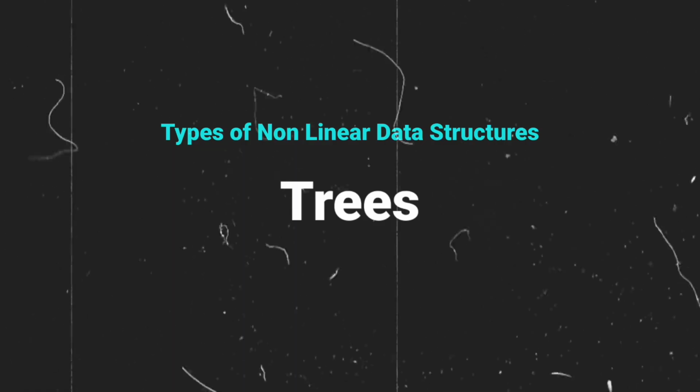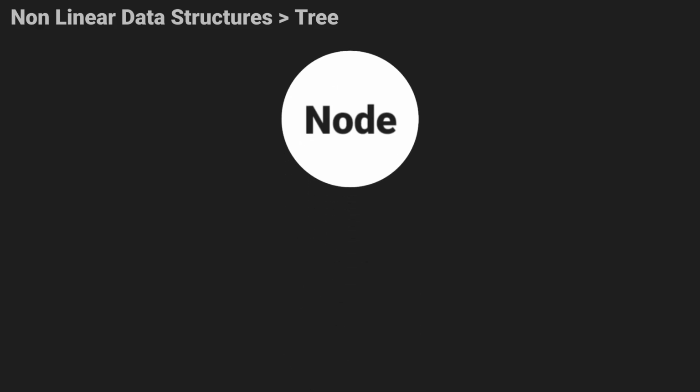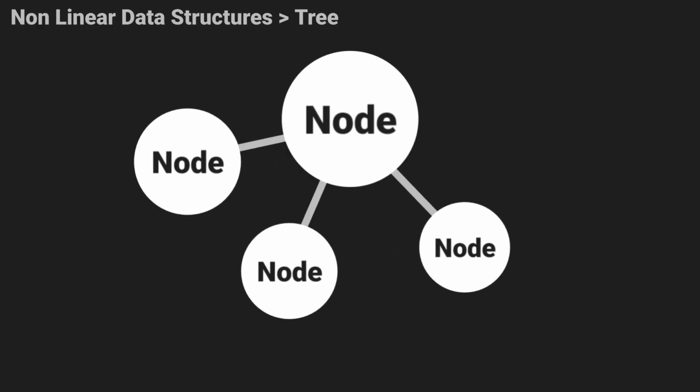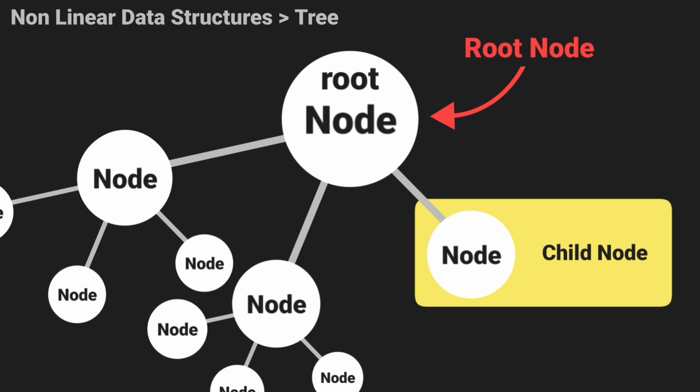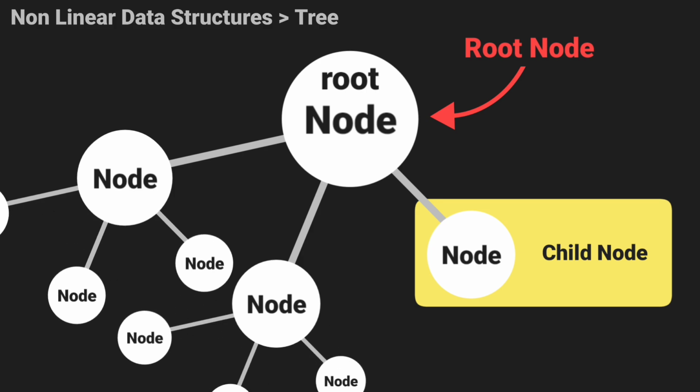A tree is a hierarchical data structure consisting of nodes, where each node is connected to one or more child nodes, starting with a single root node. It starts with one root node at the top and branches downwards to form connections. Each node can have multiple children, but only one parent, and there are no loops in a tree structure.